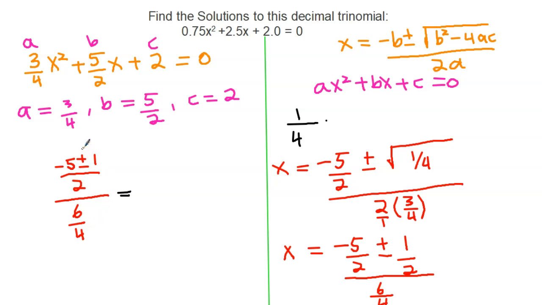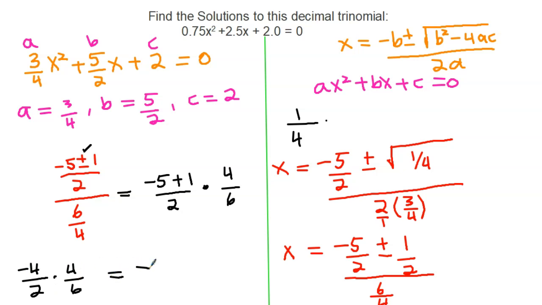So if we consider the plus, we are going to get negative 5 plus 1, divided by 2, and then times 6 on 4. So here will give us negative 4 on 2 times 6 on 4. At this moment you can simplify. You multiply, you get negative 24 over 8, and then when we simplify, negative 3. So that's one of the solutions.